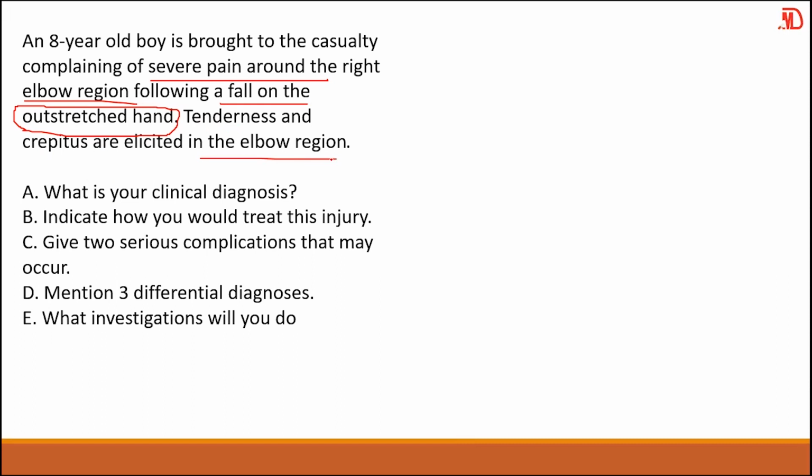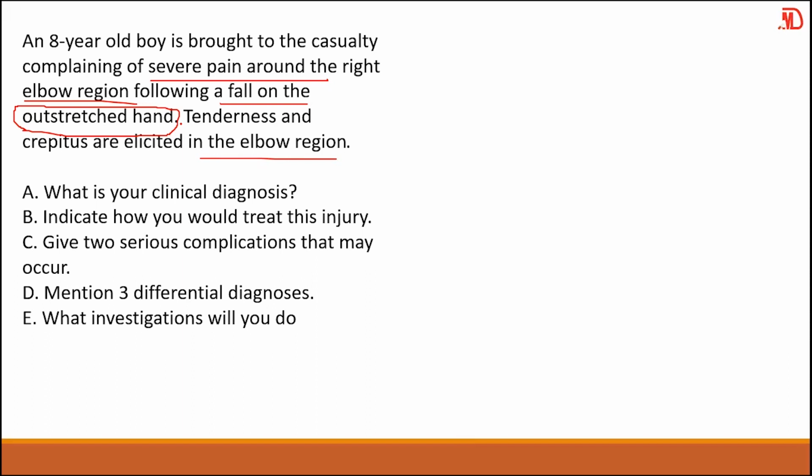So you see, like I said earlier on, falling on an outstretched hand is a clue for two main diagnoses, at least for now. Anytime that you are seeing an outstretched hand, you can think of Colles fracture. That will be on the wrist. If they tell you that there's a problem with the wrist and the person fell on the outstretched hand, Colles fracture can come to mind.